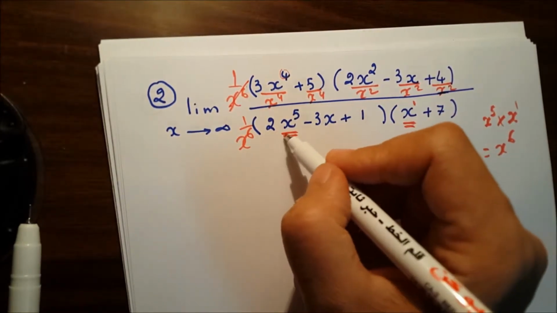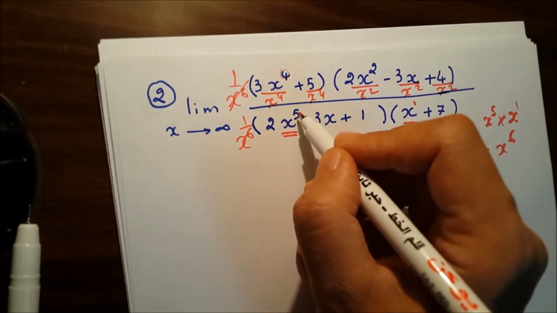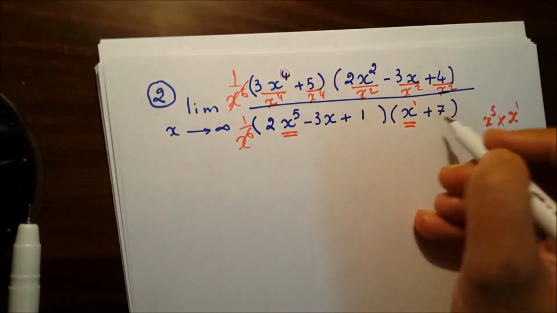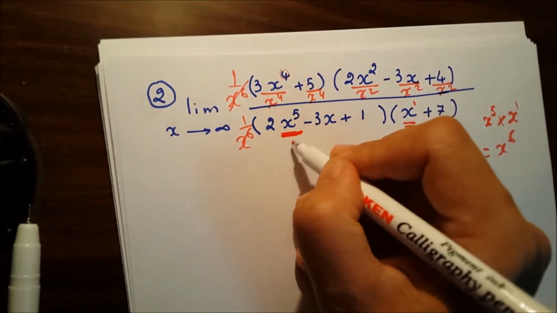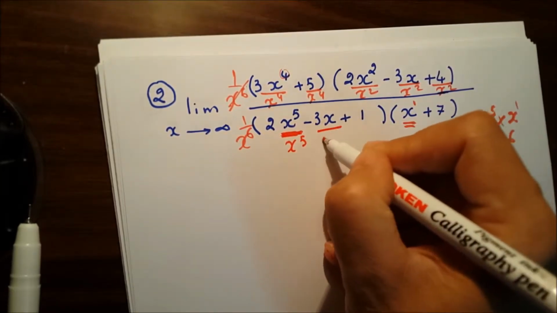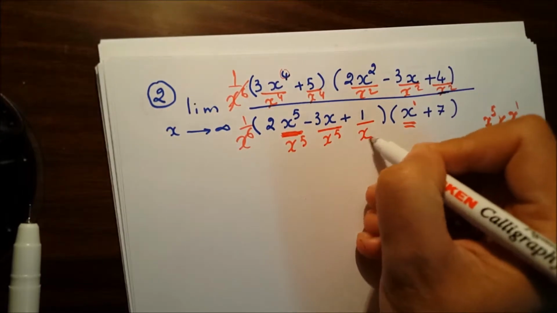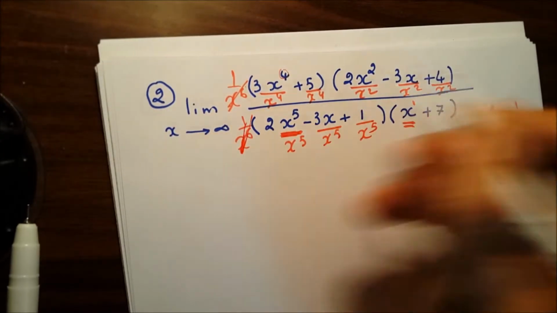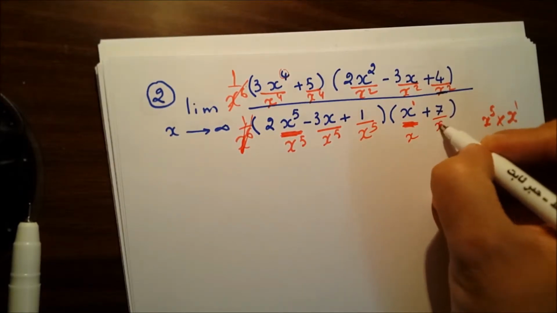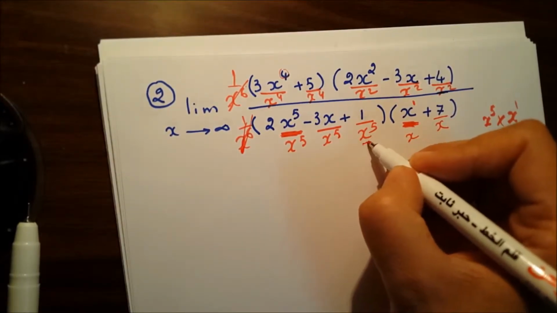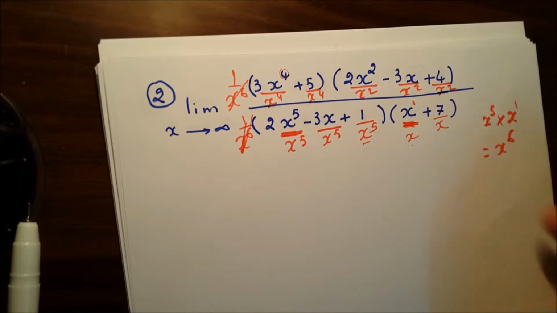For the denominator, we're gonna divide here. This has x to the power 5 and this has only x. So we're gonna divide the first factor by x to the power 5, each term. Let's cancel this. And here we're gonna divide by x, only x. Now x to the power 5 times x to be x to the power 6.